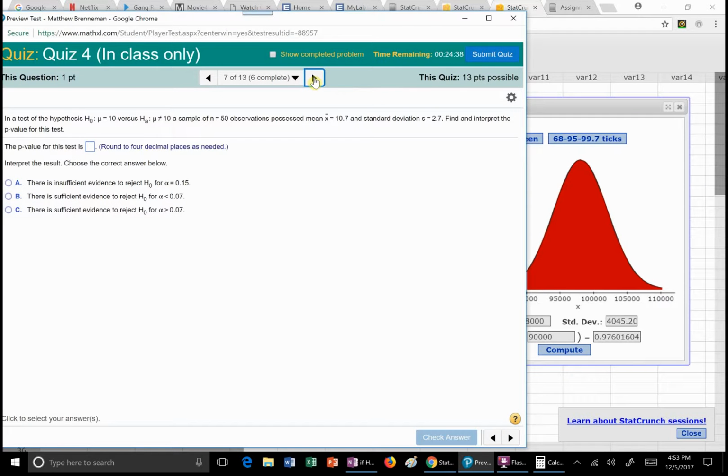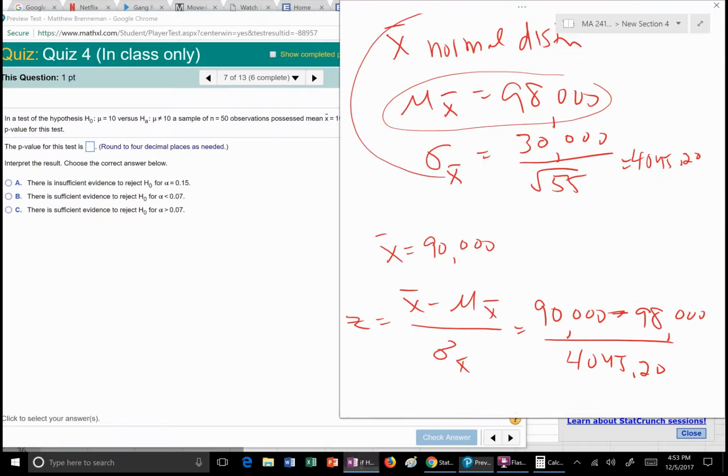All right. In the test of the hypothesis, the null hypothesis is that mu is equal to 10 versus the alternative is not equal to 10. We have a sample of 50 observations, and the sample mean is 10.7 and the standard deviation is 2.7. Okay, so we want to find and interpret the p-value. So first we want to get the p-value. So let's kind of look at what's going on. Okay, take this apart.